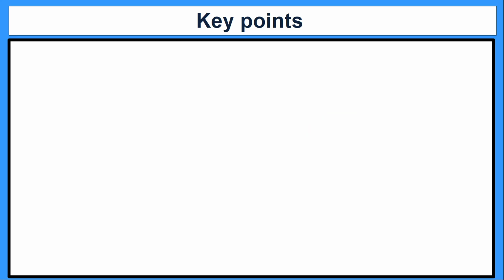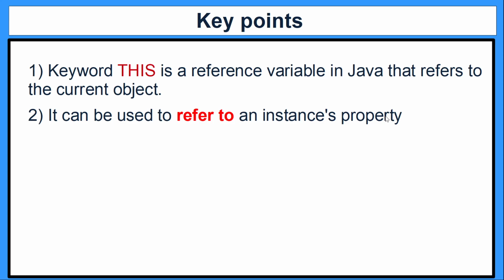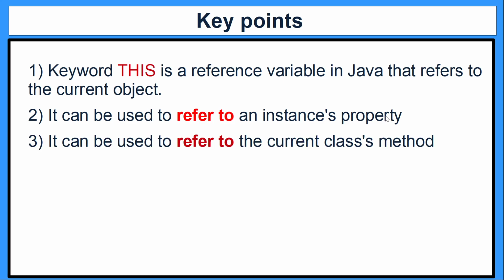So let's get started. The important points that you need to remember for the exam are that this keyword is a reference variable, and what it's referencing is the current object. So this is the abstract definition that you'll need to remember. However, in terms of how to apply it, you need to think it can be used to refer to an instance property, or it can be used to refer to a current class method. So it acts like a shortcut to either the property value or that class's method.